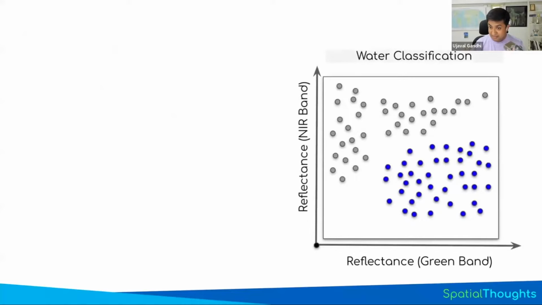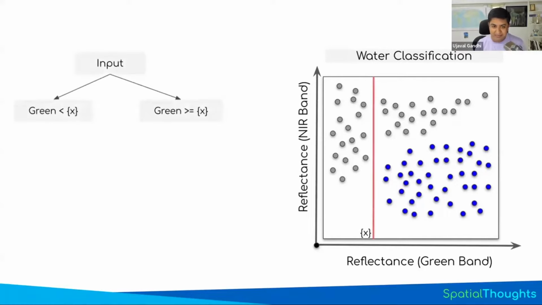Same data, remember those 100 labeled points. If we give it to a decision tree, it might build a flow chart like this. So I'll take my input pixel and check the reflectance of the green band, whether it's less than X or more than X. Now, the key thing to understand is this X value.